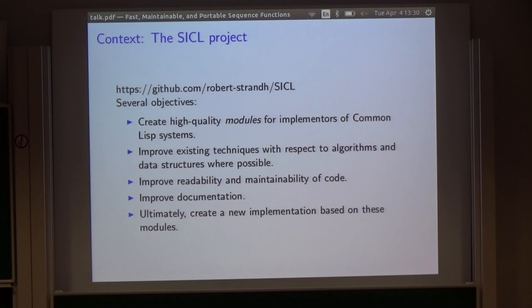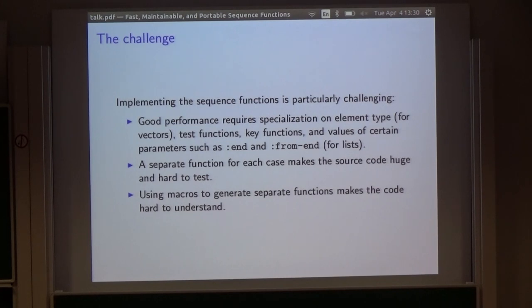But for several years in a row now, I have systematically been able to improve at least one aspect of it. So for the particular case of the sequence functions of Common Lisp, there are some challenges. If you want good performance, then you need to specialize. You need to have several special versions of a function according to things like the element type of the vector, if the sequence happens to be a vector, or whether the end keyword parameter was given or not. If it's not given, you don't have to test for any index if you traverse a list. So there are several specializations that you have to take into account.